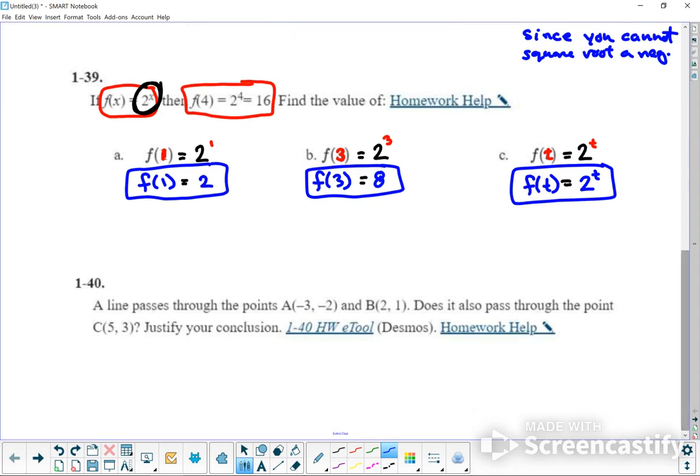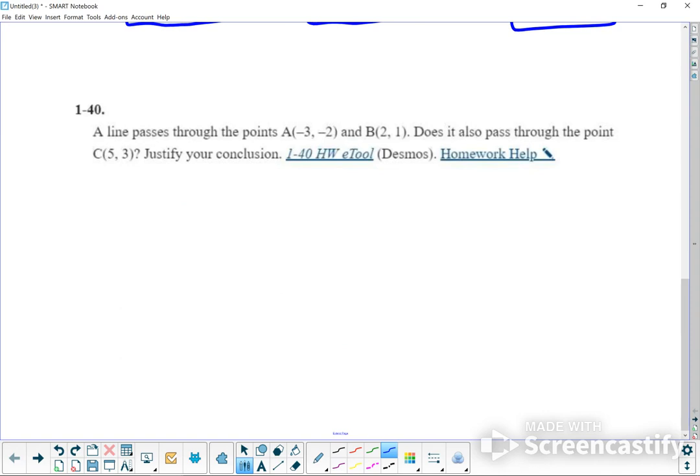Okay, last one. A line passes through these 2 points, right? Does it also pass through the point 5, 3, and justify your conclusion, right? You can use decimals, or you can just try to graph it to the best of your abilities, right? I'm going to go ahead and try this.